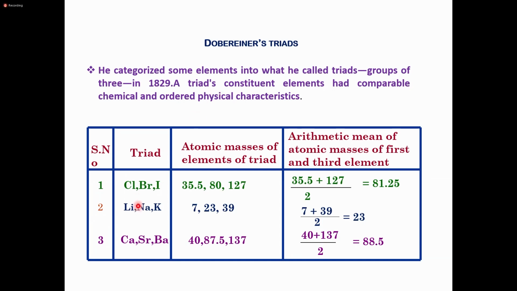Here we can see chlorine, bromine, and iodine, which were classified as one group, and lithium, sodium, and potassium. These are metals, and calcium, strontium, and barium were classified as the alkaline earth metals. So according to the state, they classified the nine elements into three triads, and these are arranged according to the atomic mass of the elements.